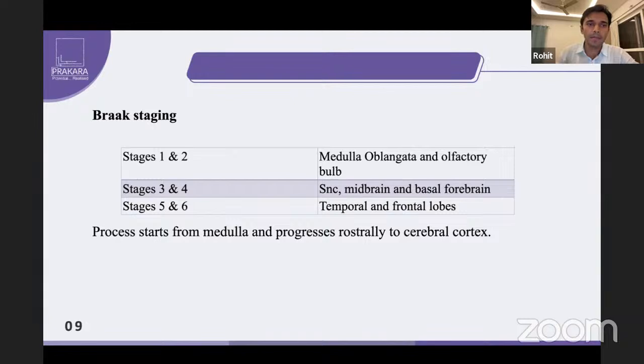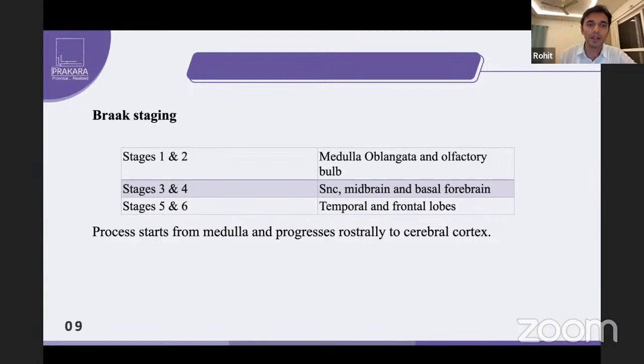So as I was saying, basically it starts in some areas and then it progresses to involve the other structures in the brain. Based on that, Braak proposed a staging method, basically the way it progresses from one area to the other. This proposed staging includes stages 1 and 2, where only medulla oblongata and olfactory bulb are involved, and stages 3 and 4, where substantia nigra pars compacta, midbrain, and basal forebrain are involved. And in the advanced stages 5 and 6, even the cortex, basically the temporal and frontal cortices, are also involved.